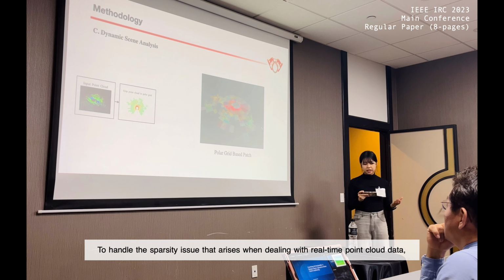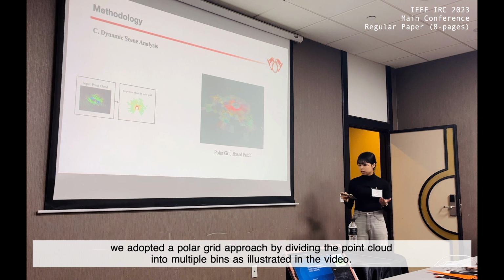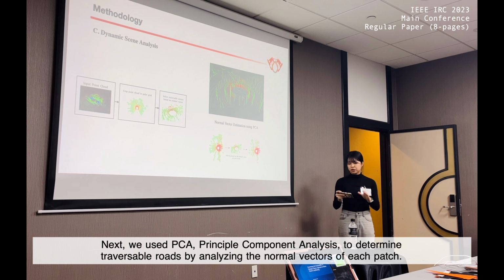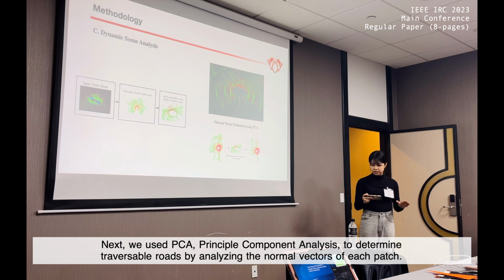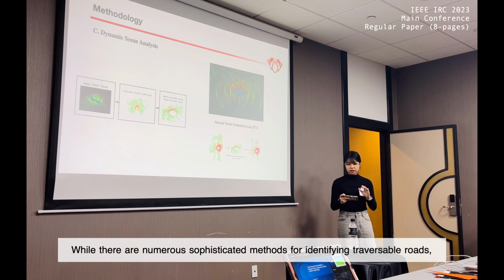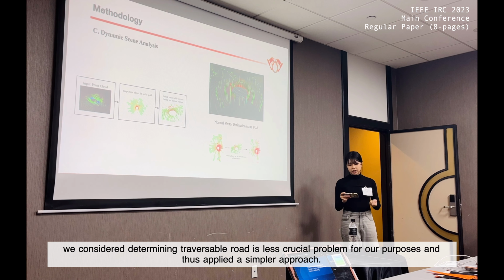And to handle the sparsity issue that arises when dealing with real-time point cloud data, we adopted a polar grid approach by dividing the point cloud into multiple bins as illustrated in the video. Next, we used PCA, Principal Component Analysis, to determine the traversable roads by analyzing the normal vectors of each patch. While there are numerous sophisticated methods for identifying traversable roads, we considered that determining traversable road is a less crucial problem for our purpose, so we applied a simpler approach.